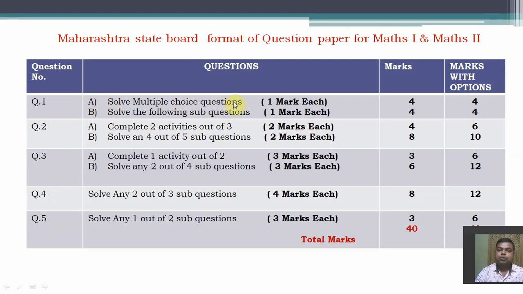Solve multiple choice questions. 1 mark each. 4 marks and marks with option 4. See in question number 1A, 4 multiple choice questions will be asked. You have to attempt all 4 questions and each question carries 1 mark.